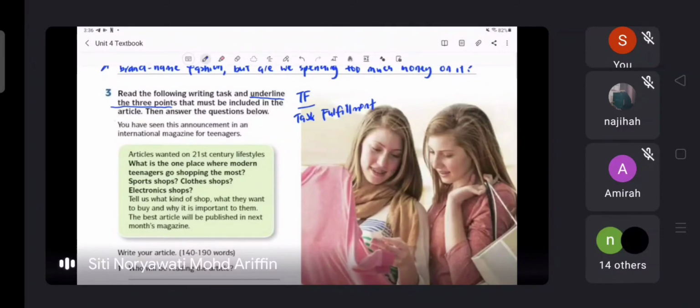Okay, so ini soalan ya. You have seen this announcement in an international magazine for teenagers. Soalan dia, articles wanted for on 21st century lifestyles. What is the one place where modern teenagers go shopping the most? Sport shops, clothes shops, electronic shops. Tell us what kind of shop, what they want to buy, and why is it important to them. The best article will be published in the next month's magazine. Okay, looking at this question, what is the 3 points needed? What is the 3 things that needed that you need to write?